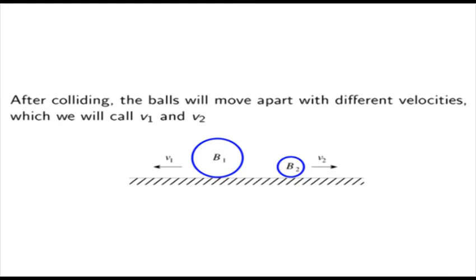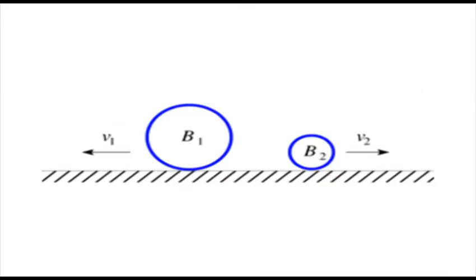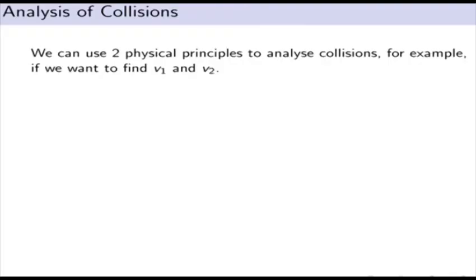These balls or objects will collide and then they will move apart again. And I will denote the velocities after the collision by v1 and v2, such as you can see on the lower picture. Now if we want to analyze this collision, what does it mean first of all? Well, one question, especially for the two-ball bounce, is what are v1 and v2? What are the velocities after the collision? We have two physical principles to do this: the conservation of momentum and Newton's law of restitution.